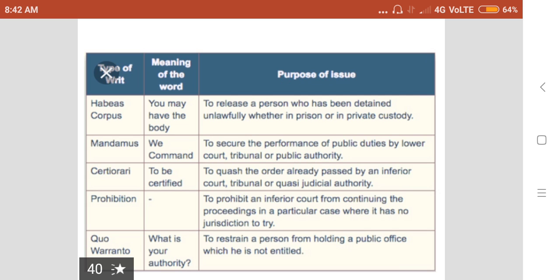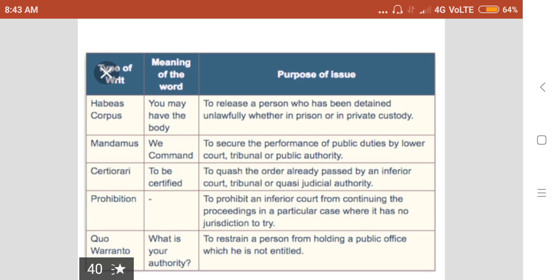The purpose of issuing writs. There are five types of writs. The first is habeas corpus. The meaning of this word is you may have the body. The purpose of this writ is to release a person who has been detained unlawfully, whether in prison or in private custody. Second writ, mandamus. Its meaning is we command. The purpose of this writ is to secure the performance of public duties by a lower court, tribunal, or public authority.